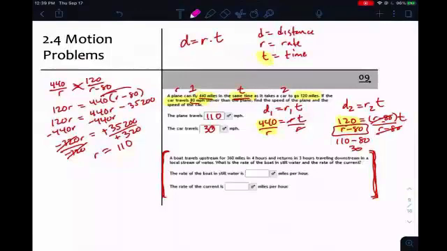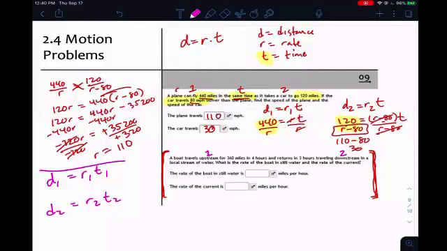So the idea was, right, you have to account for that current. So if I were to set this up, I'm going to have distance 1 going upstream and distance 2 going downstream. Okay, so those are my scenarios. So distance 1 is going to equal rate 1 times time 1, and my distance 2 is going to equal rate 2 times time 2.